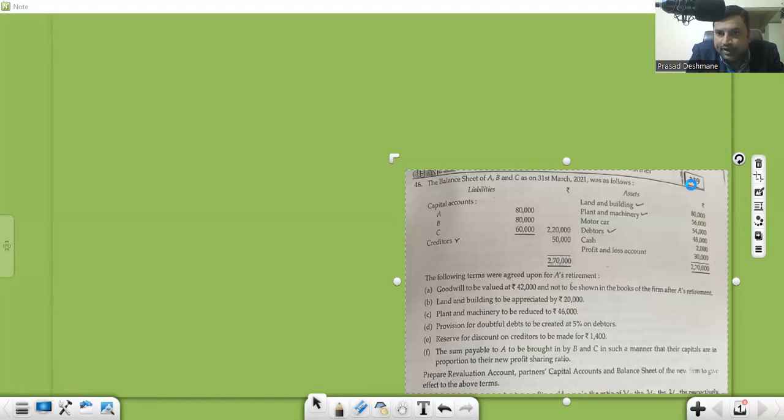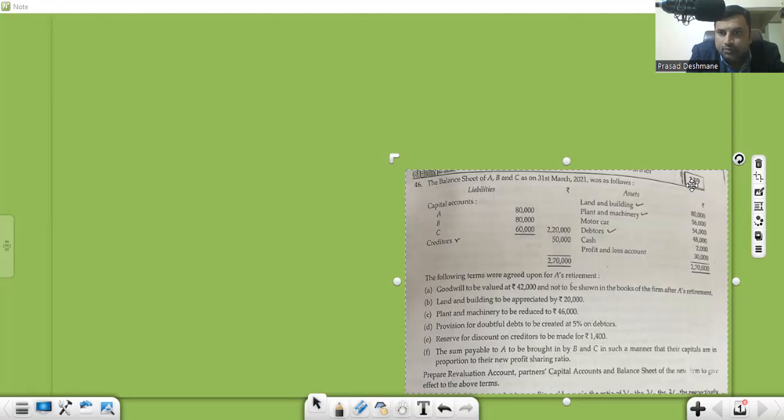Liabilities and assets are provided to us. If you see carefully, there's a tick mark already on the line of building, plant and machinery, debtors and creditors. The following terms were agreed upon on A's retirement. Goodwill is to be valued at 42,000 and not to be shown in the books of the firm after A's retirement. That doesn't matter. Generally, we don't show this goodwill in the balance sheet.